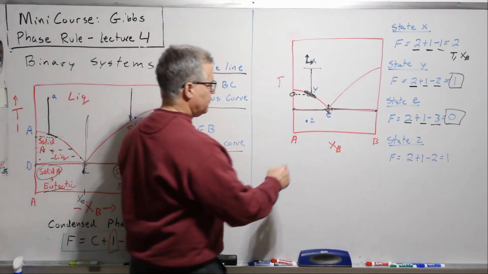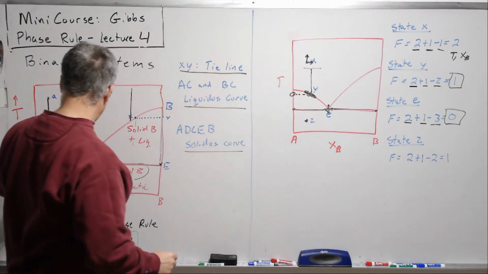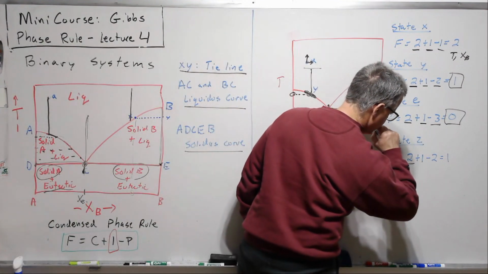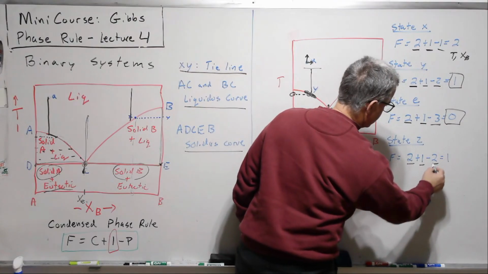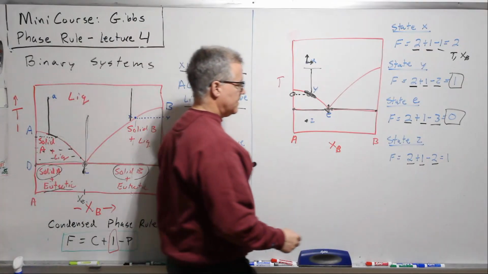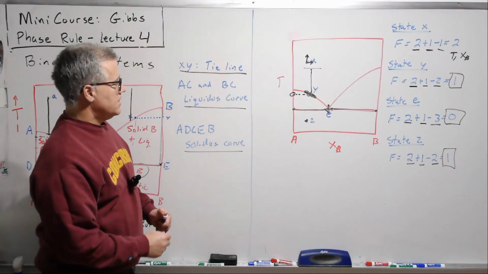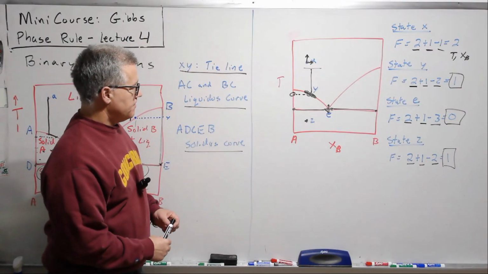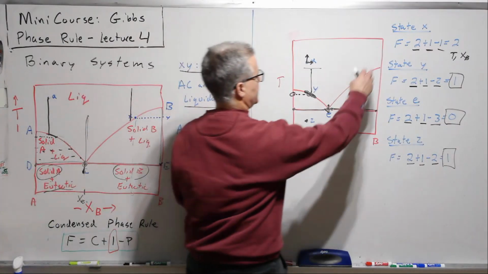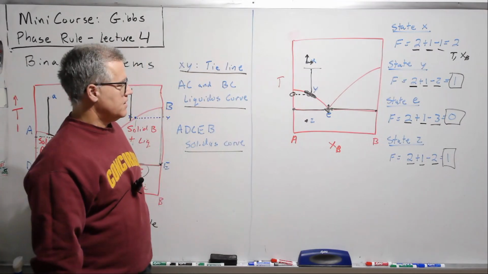All right, then finally, let's choose just a point here down in this solid A eutectic region. Here we've got 2 plus 1 minus 2 now, the solid A and the eutectic. And so that leaves 1 degree of freedom there. So it seems like it should be maybe 2 degrees of freedom, just like up here, but that eutectic concentration is locked in.